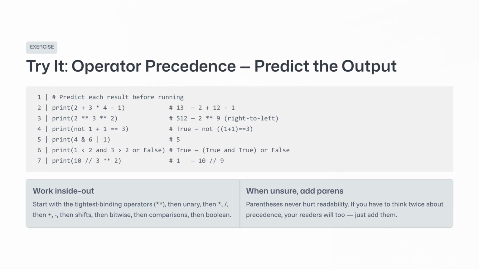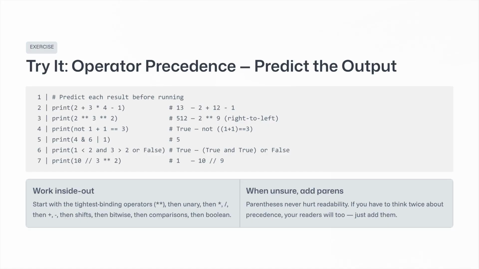Final challenge. Predict the output before running. Line 2, 2 plus 3 times 4 minus 1. Multiplication first. 2 plus 12 minus 1 is 13. Line 3, 2 double star 3 double star 2. Right to left, 3 squared is 9. 2 to the 9th is 512.